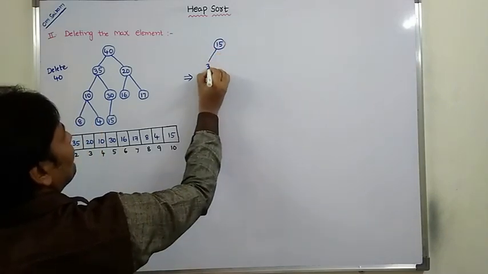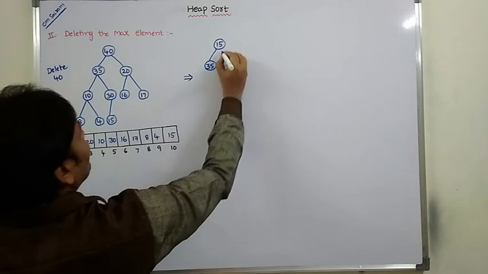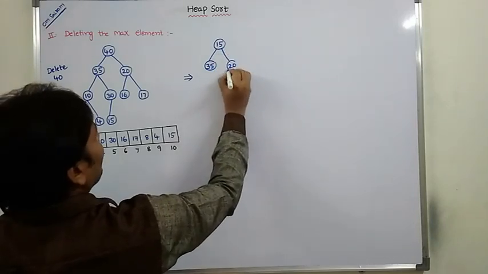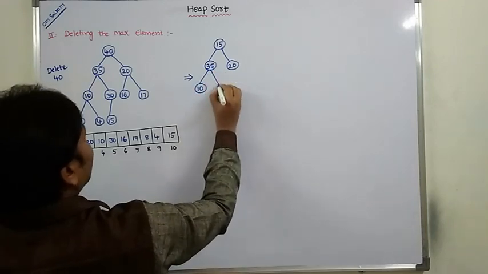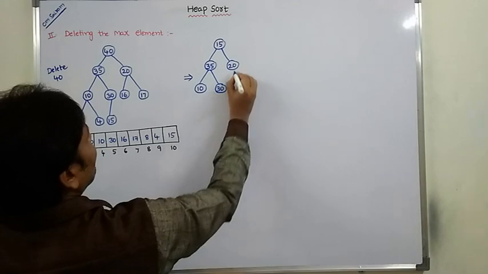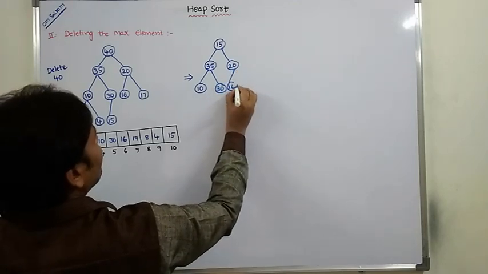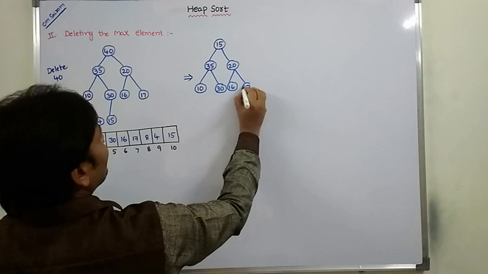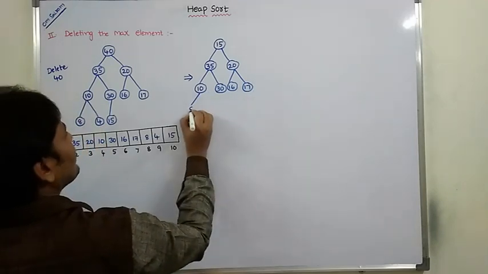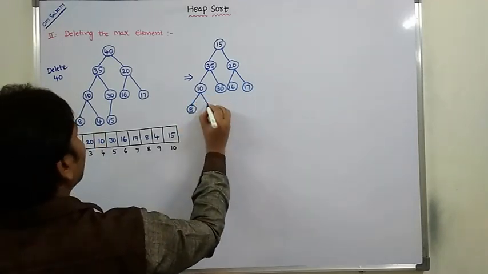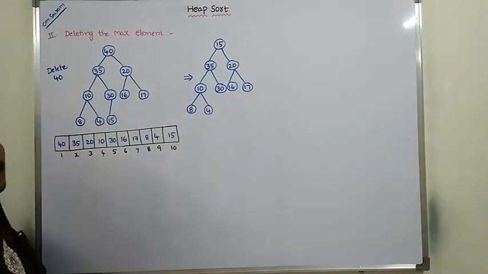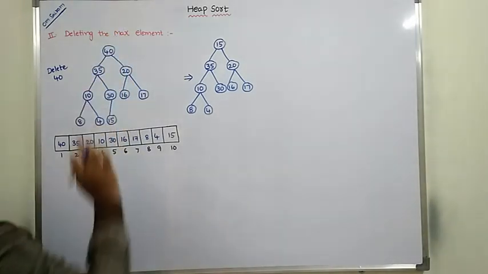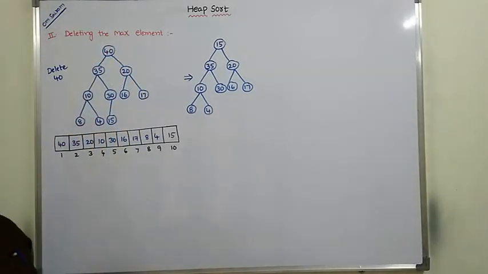Next, its left child is 35 and right child is 20, and 35's left child is 10, 35's right child is 30, and 20's left child is 16, and 20's right child is 17, and 10's left child is 8, and 10's right child is 4, and 30's left child is 15. So 15 is replaced by 40. Okay, now 40 is deleted.